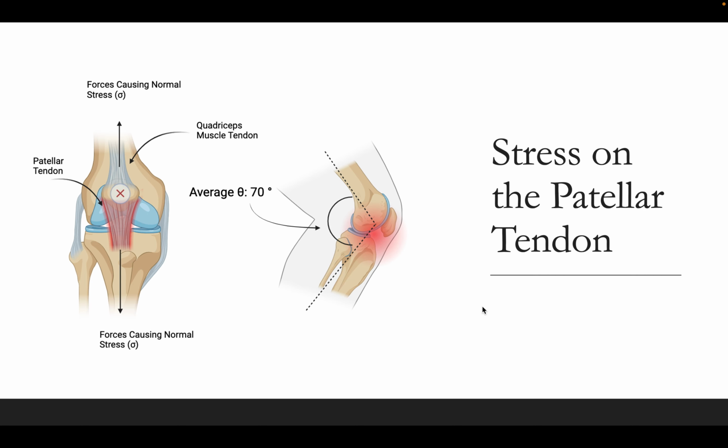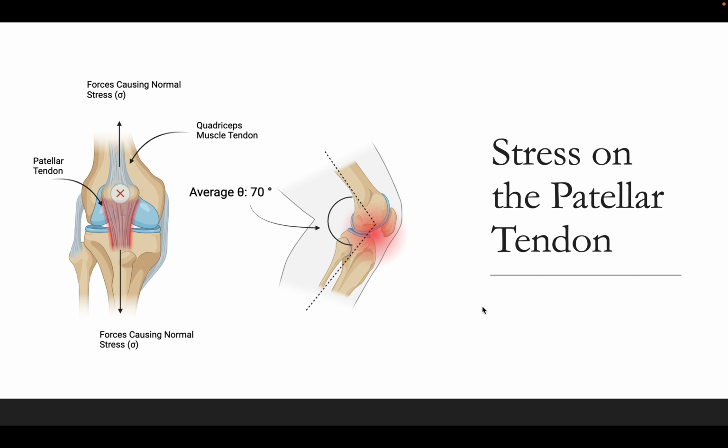As mentioned before, these small tears are due to the stresses imposed upon it, which comes in two forms: normal stress and shear stress. During jumping, mostly normal stress is experienced. When a person is in the takeoff phase of jumping, their leg is bent at an average angle of 70 degrees. The quadricep muscle creates an upward force while the patellar tendon produces a downward force. Both of these forces act directly on the tendon in a perpendicular manner, leading to a normal stress.